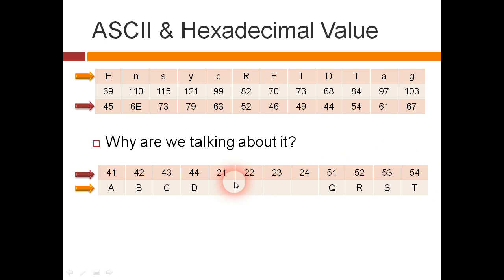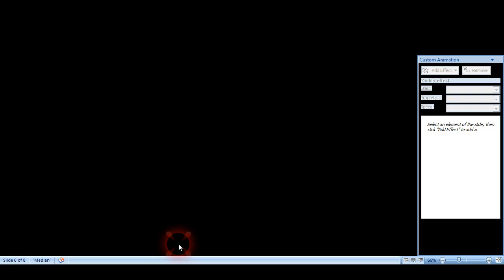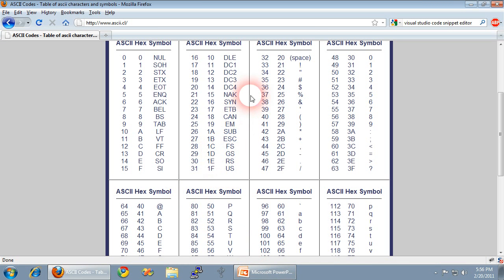So let's look at another example. Let's consider we have a tag value, all in hexadecimal: 41, 42, 43, 44, and then 21 to 24 and 51 to 54. If you try to convert it to a printable text value, it would be A, B, C, D, then some values that you do not know, and Q, R, S, T. Let me just look up the numbers for you here. Okay, so for 21, these are four special characters that are not part of A to Z or 0 to 9.